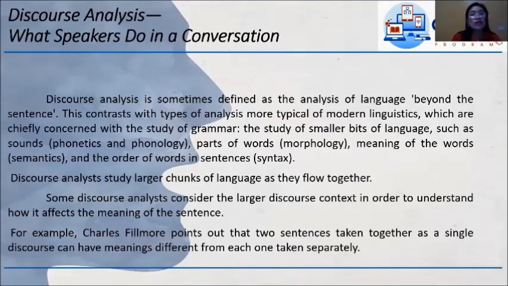Now, discourse analysis: what speakers do in a conversation. Discourse analysis is sometimes defined as the analysis of language beyond the sentence. This contrasts with the type of analysis more typical of modern linguistics, which is chiefly concerned with the study of grammar, the study of smaller bits of language, such as sounds.